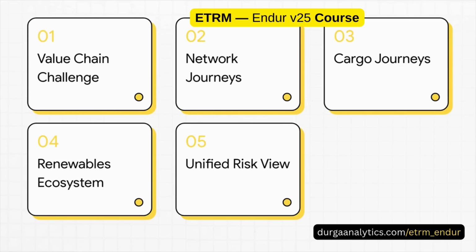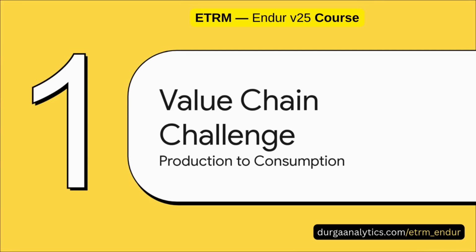So, here's our roadmap for today. We're going to start with the core problem that every multi-commodity trading desk faces. Then, we'll trace the very different paths of network-based commodities like power and gas, and then cargo-based ones like oil and LNG. We'll also explore the unique world of renewables. And finally, the best part, we'll see how Endur manages to bring all of these different worlds together into one single powerful view of risk. Okay, let's start with the big picture.